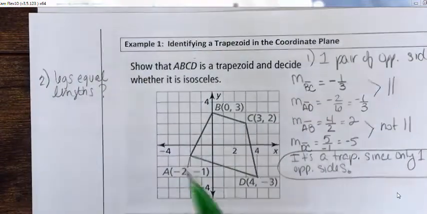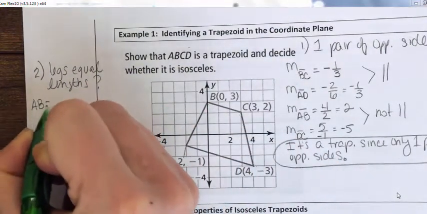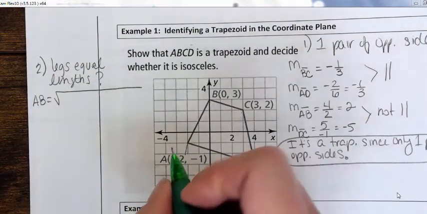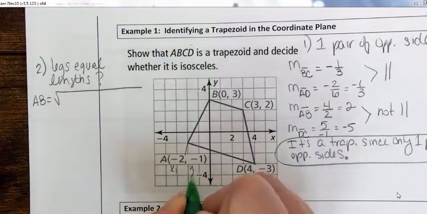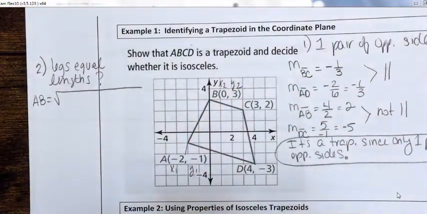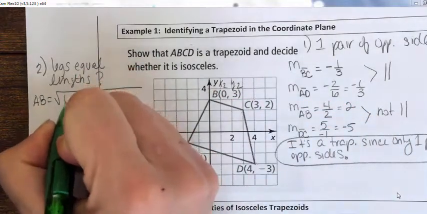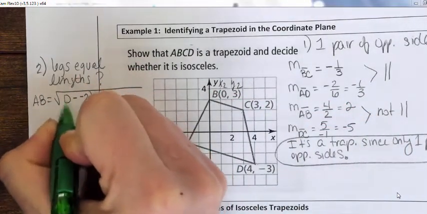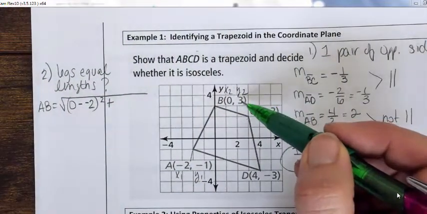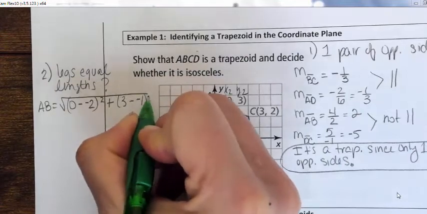Okay, well, let's see. One of my legs is AB, and the length of AB can be found using the distance formula. Why don't I make this one x1, y1, and this one x2, y2? So I do the change in the x's, so 0 minus negative 2, square that, plus the change in the y's, so 3 minus negative 1, and square that.